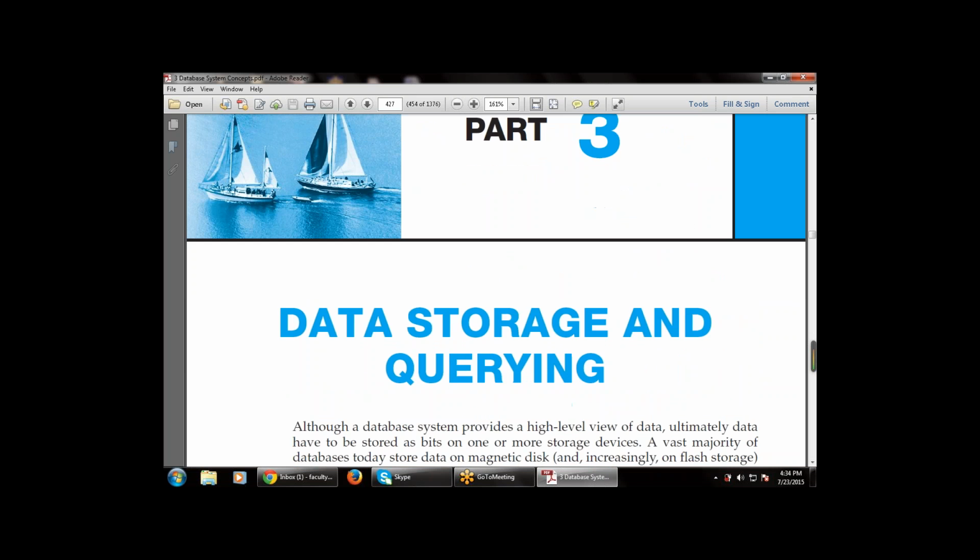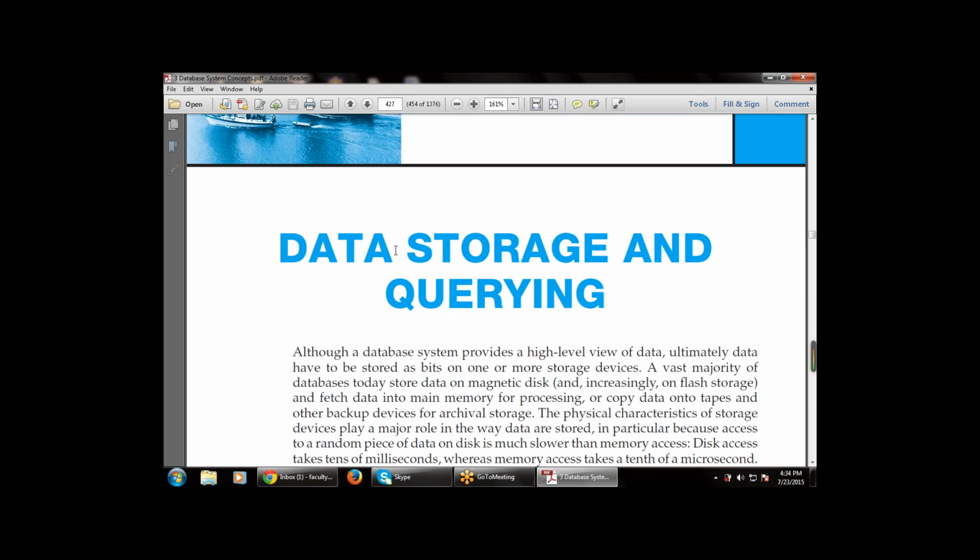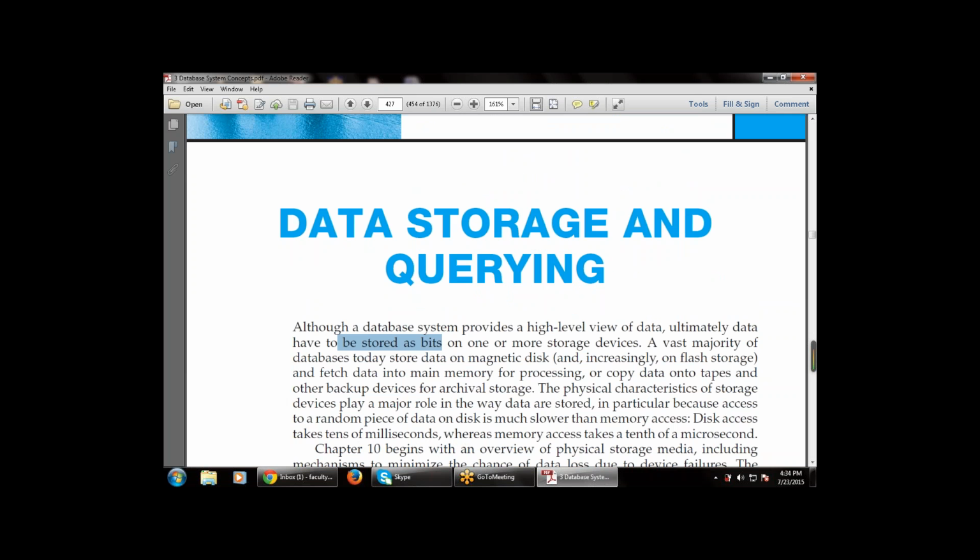Now next is part number 3, that is data storage and querying. That is how to store the data and how to query the data. Although a database system provides a high-level view of data, ultimately data have to be stored as bits on one or more storage devices.